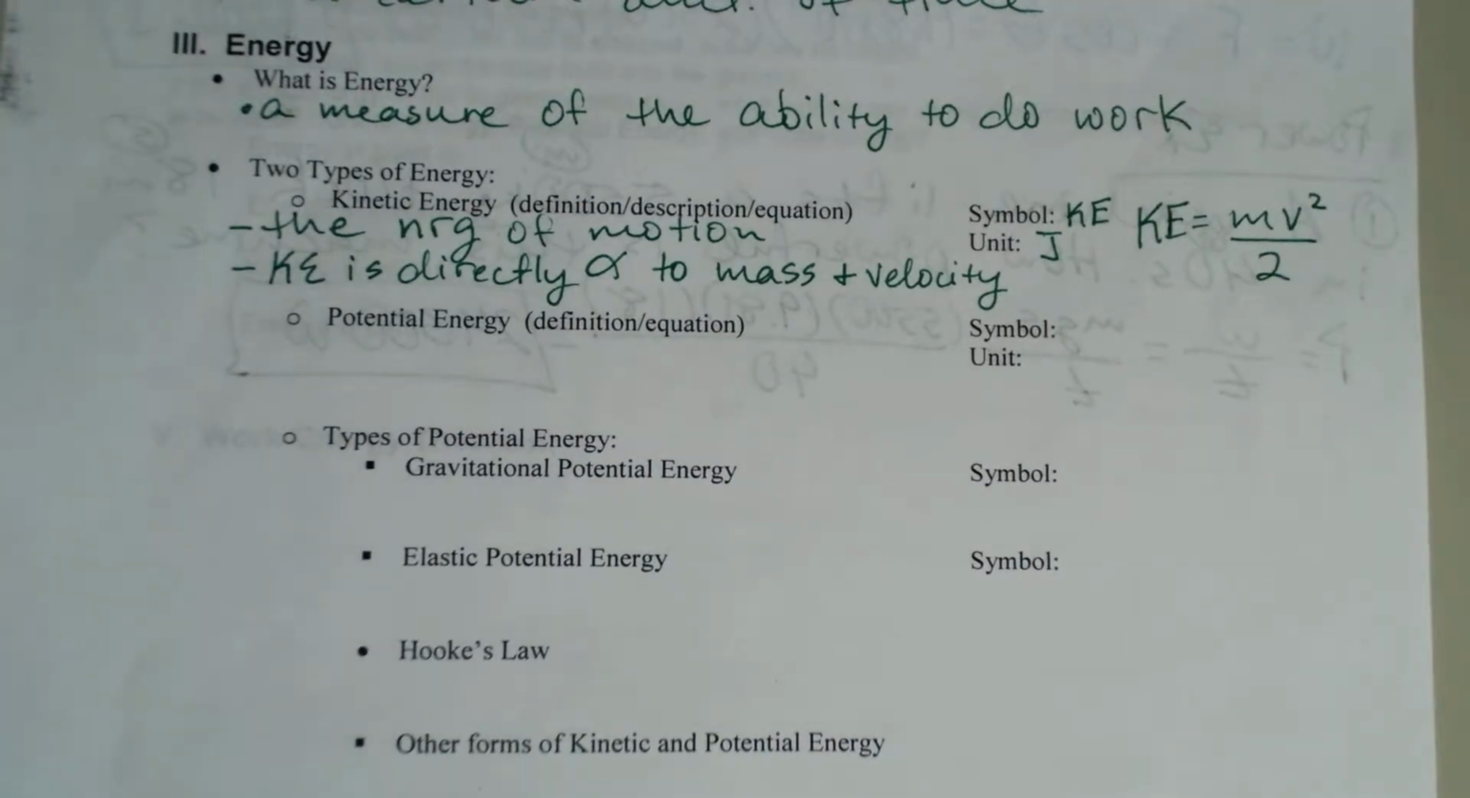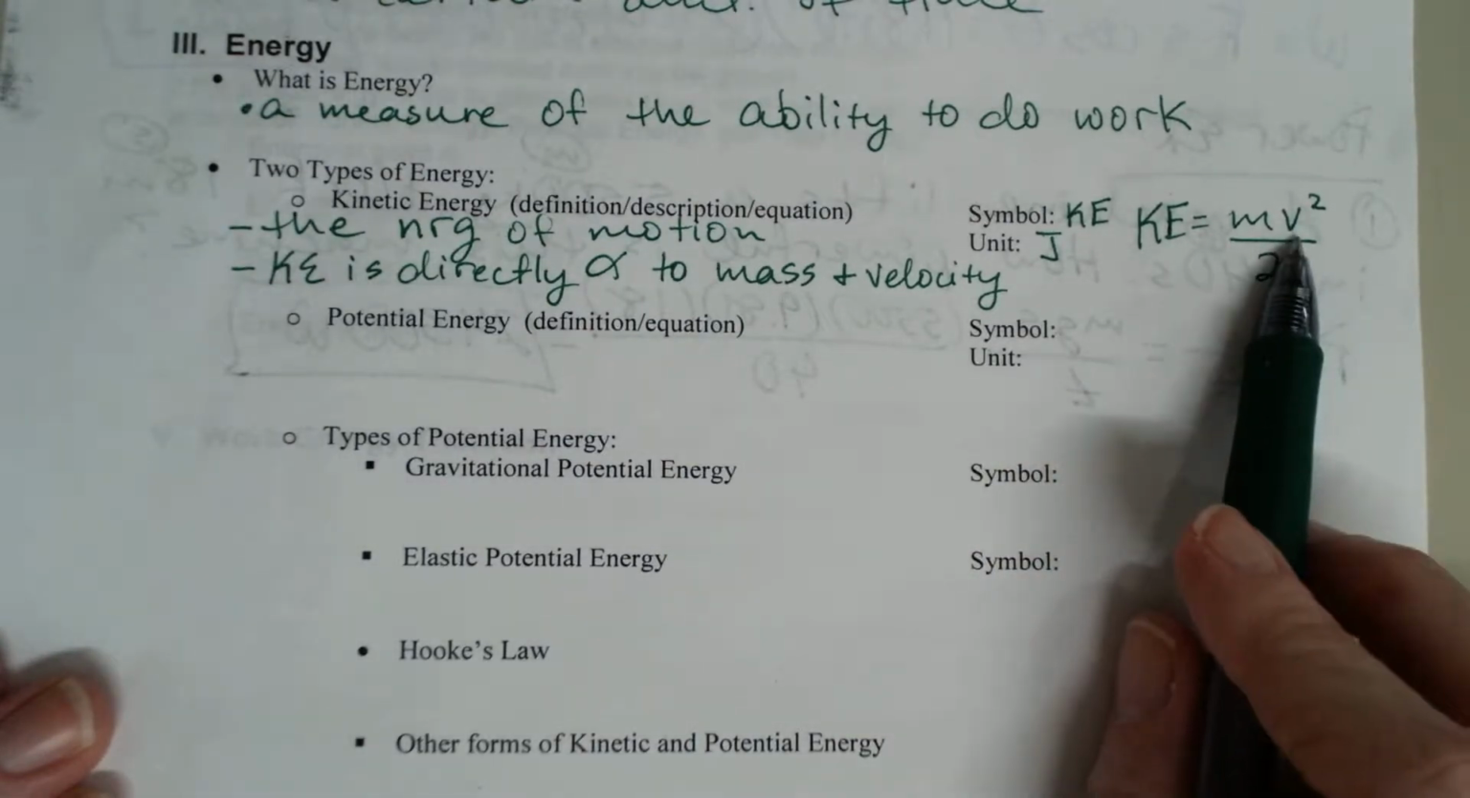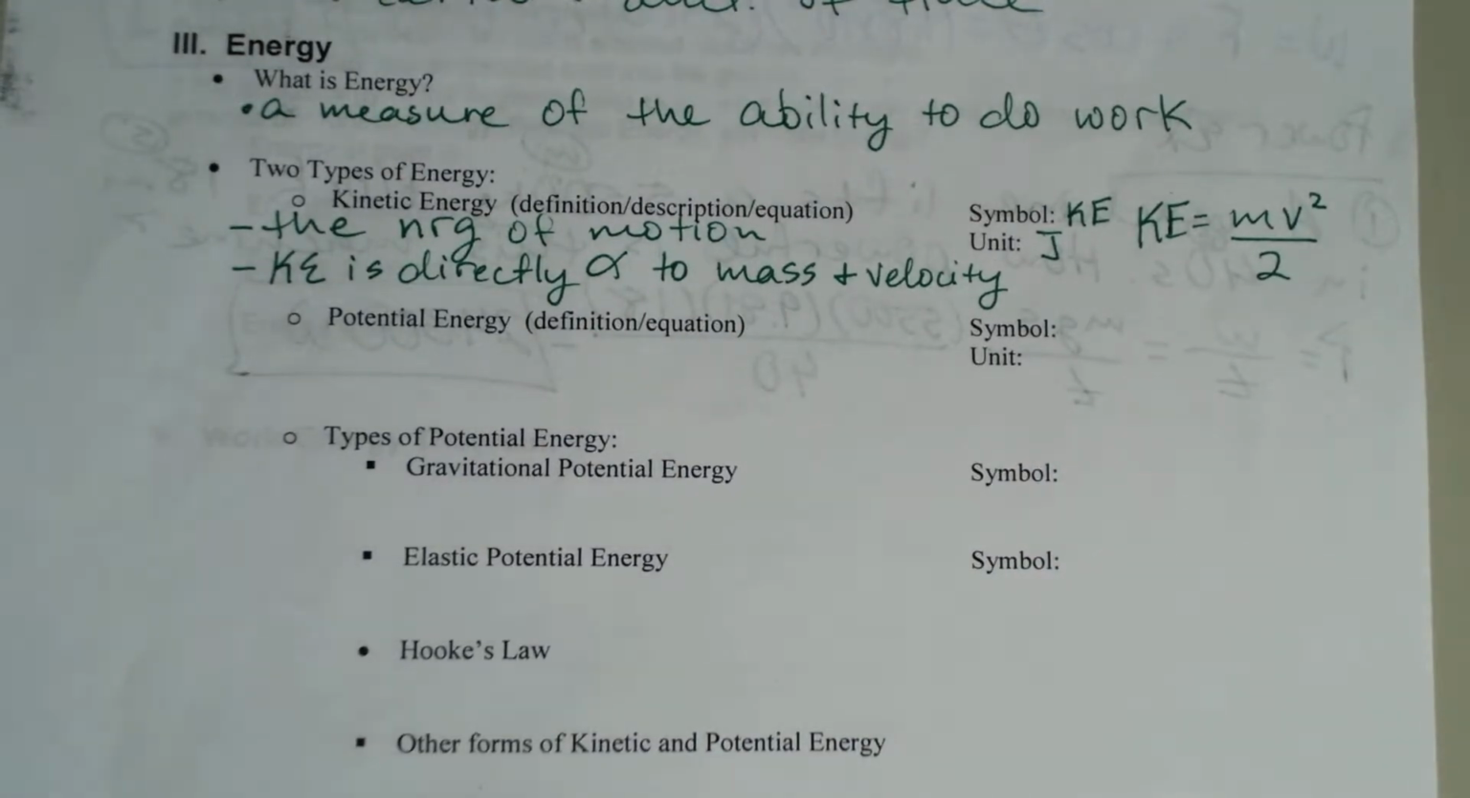Some people like to call it 1/2 mv squared, and this is where m is the mass and v is the velocity. I don't like fractions, so I just do mv squared over 2. Okay, so that's kinetic energy. We'll do some example problems in just a minute. All right, and so then we're going to potential energy.